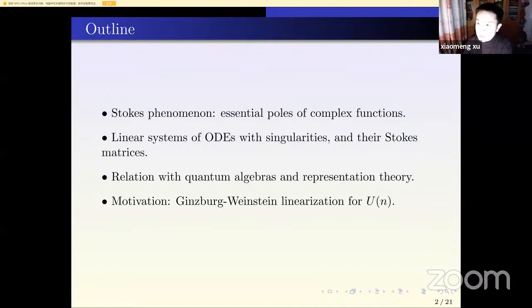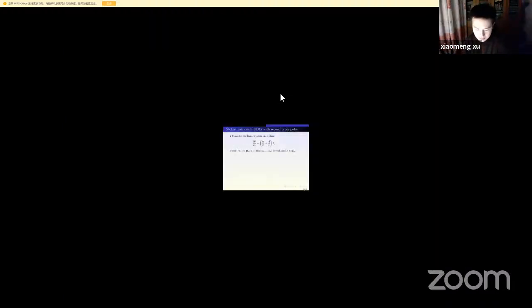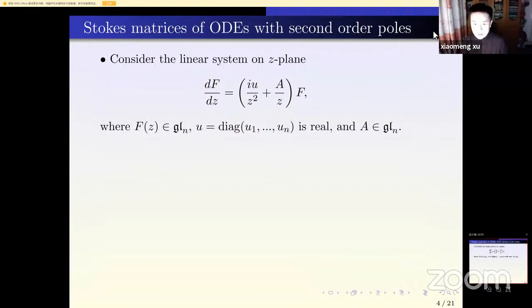So first, let's see what is the Stokes phenomenon. For that, let's consider a linear system defined on the complex plane. This is an n by n system where the solution is valued in n by n matrices, which I call F(z). Here I use i to denote the square root of minus one, and U is a diagonal matrix with real diagonal entries. And I assume the residue matrix A is an arbitrary matrix. Here gl_n denotes the set of n by n matrices.